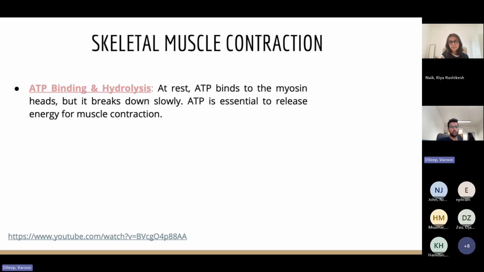ATP binding and hydrolysis. At rest, ATP binds to myosin heads, but it breaks down slowly. And this ATP is essential for the release of energy for muscle contraction. So basically, as Ria had mentioned, there are two components, the myosin and actin. Initially at the resting phase, ATP just binds to the myosin, but nothing is happening. It's just breaking down slowly, but there's no contraction or relaxation happening.